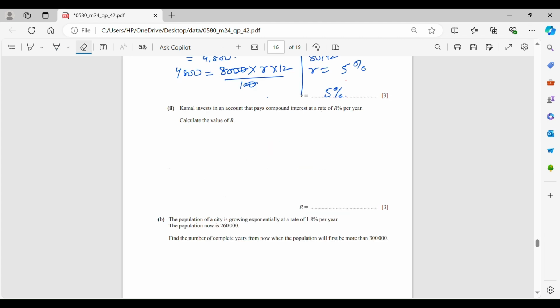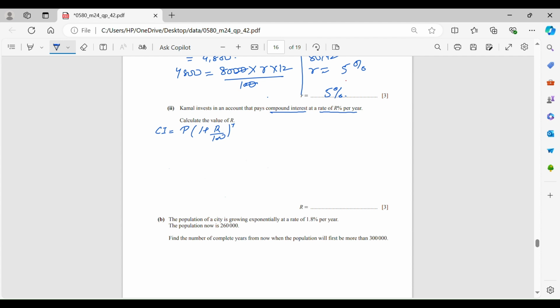Next part, second part. Kamal invests in an account that pays compound interest at the rate of R% per year. Calculate the value of R. So we need to find the rate of interest, right? In compound interest, the compound amount will be equal to P, the principal, times (1 plus rate of interest over 100) raised to the power t.